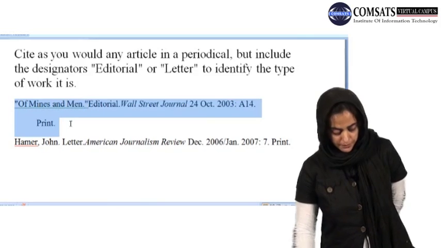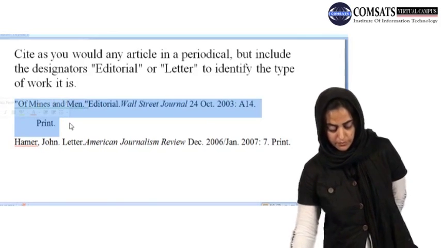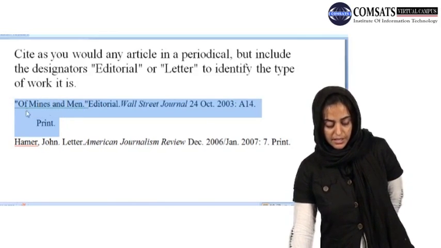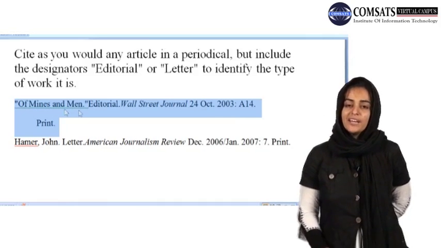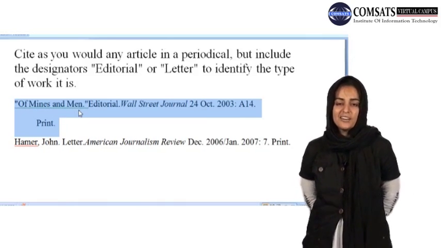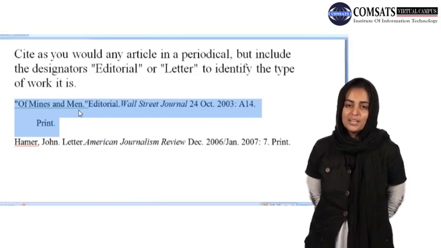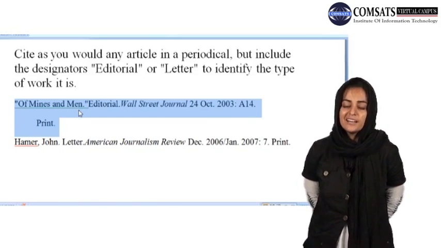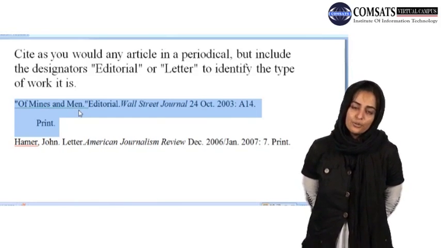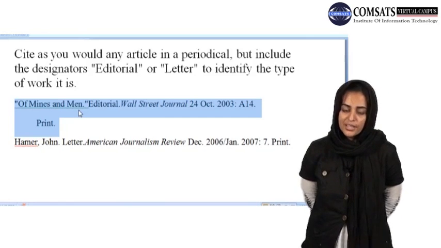Here, dear students, in inverted commas, it's the title of the editorial, "Of Minds and Men." So when you are trying to create the detailed reference of the editorial, it will start directly with the title of the editorial, not with the author of the editorial.